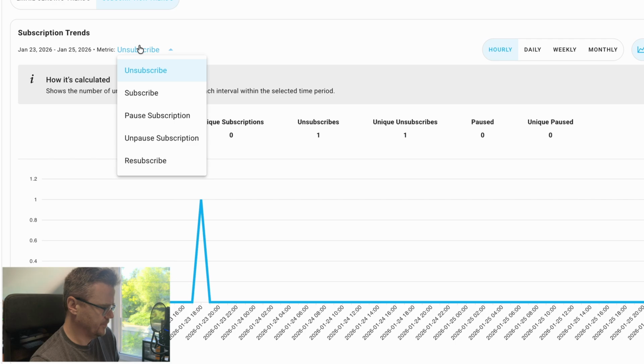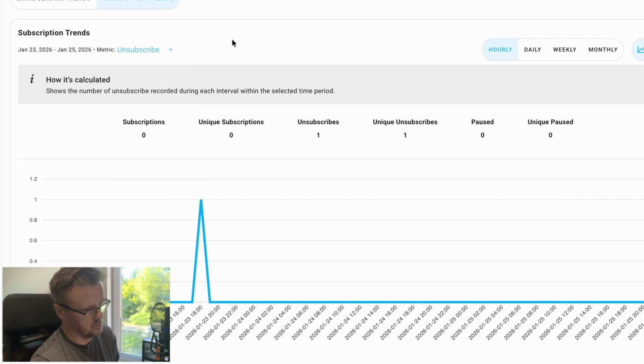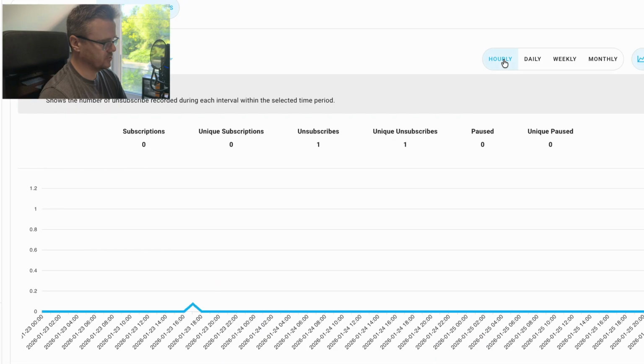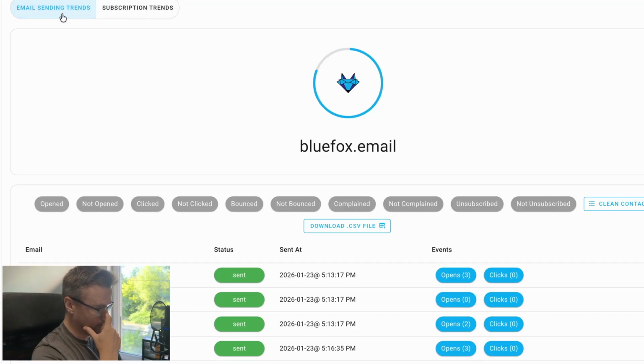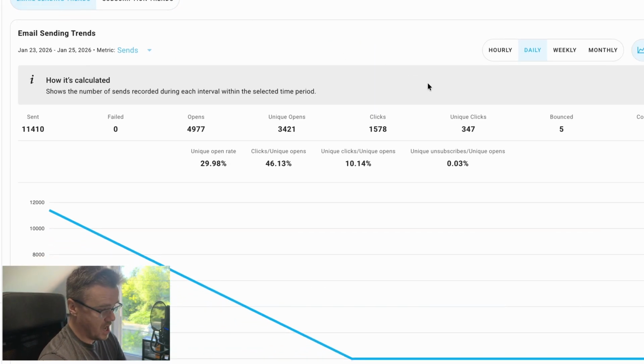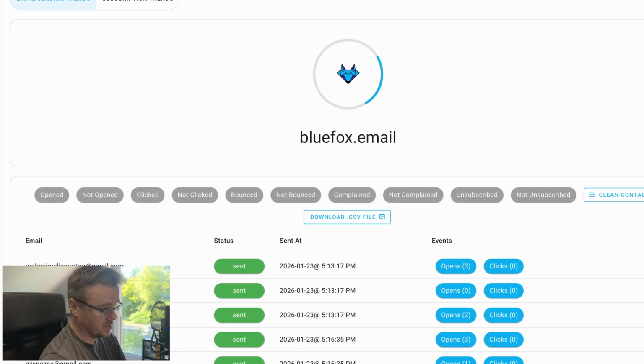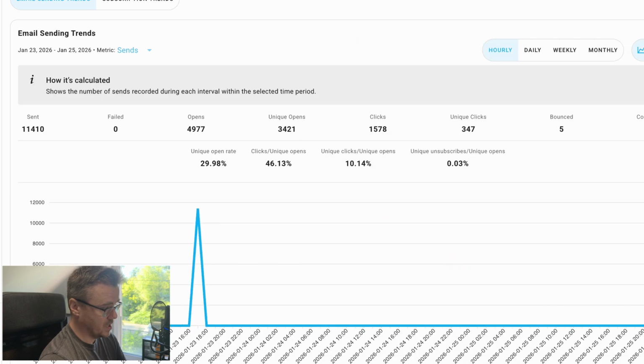And yeah, this is an interesting metric as well. So basically it was sent to 11,000 people. I think 3,000 opened it, and only one person clicked the unsubscribe button. So it was not a really annoying campaign, I would say. So from the subscription trends, let's go back to email sending trends for a while. Okay, so we have our neat little stats here.